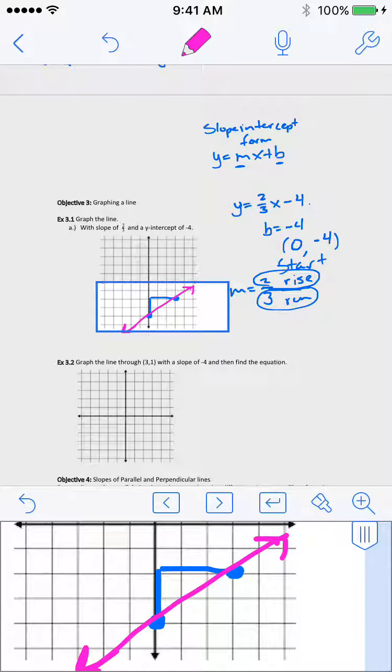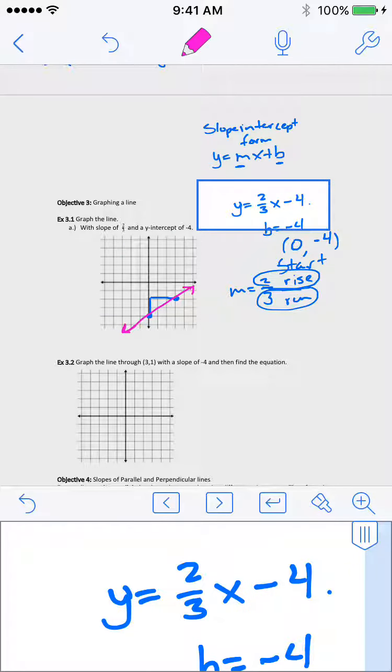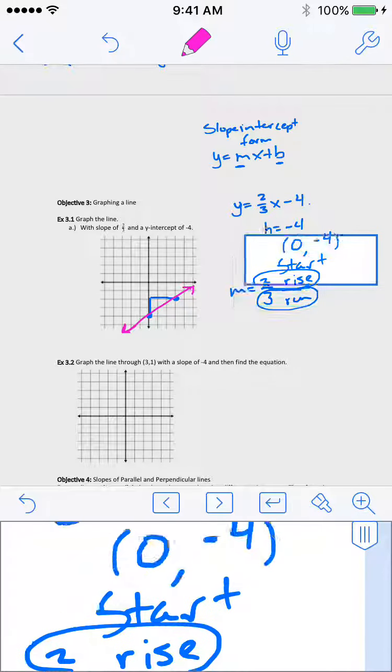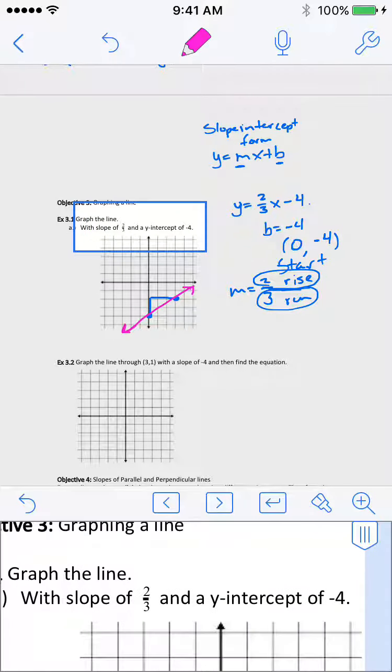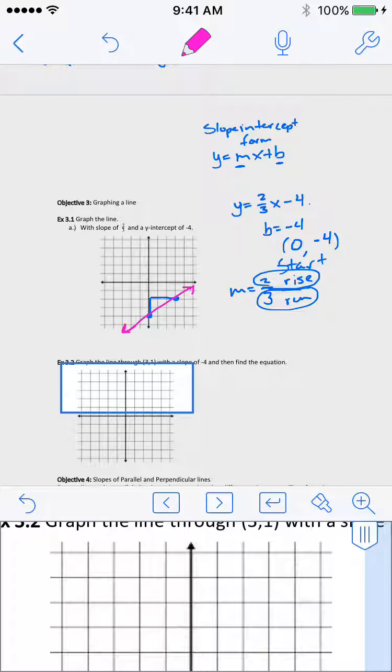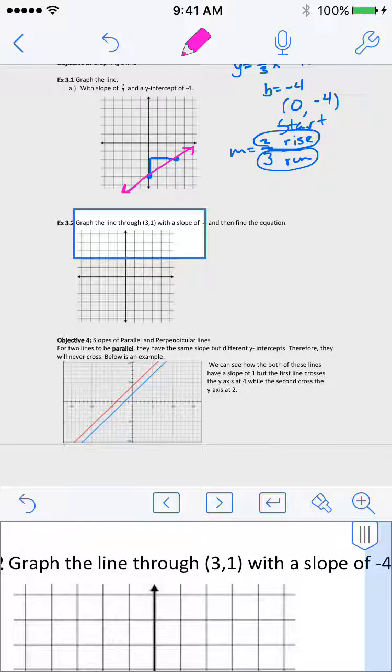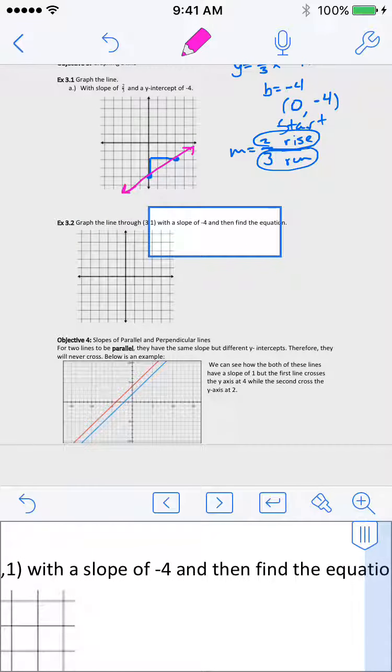That's our line of the equation y equals 2/3 x minus 4 in slope-intercept form. All right. So that's how we would use the y-intercept and the slope to graph a line. Let's look at something very similar in this next problem here. Graph the line through 3, 1 with a slope of -4 and then find the equation.